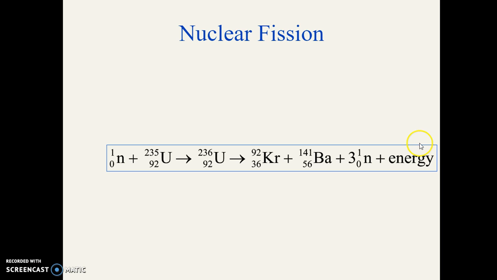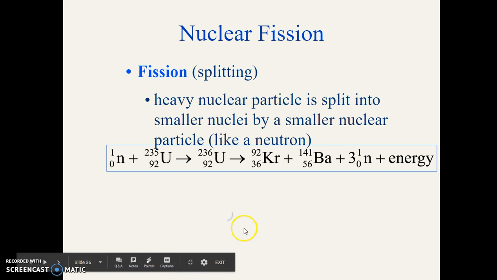That energy is what we use in nuclear power. It's used to heat water to create steam. That steam turns a turbine, which turns a generator and produces electricity. So the key is, though, you release these 3 neutrons. These 3 neutrons can then bombard more uranium-235, and you end up with a chain reaction happening.